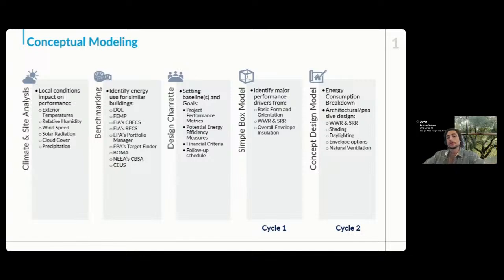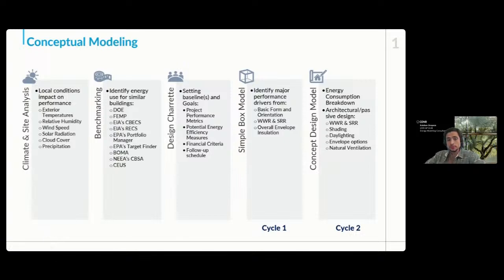And then we start with the modeling cycles. Once we have our general picture of what we want to do and what we are comparing against, we can do simple box modeling, whose main objective is to identify major performance drivers, but just based off basic form and orientation, like basic main characteristics, that is climate and site analysis, together with the building form and orientation, glazed versus opaque ratios, and overall envelope insulation levels.